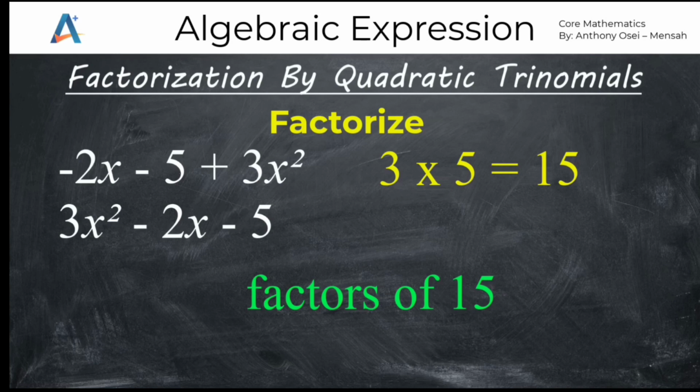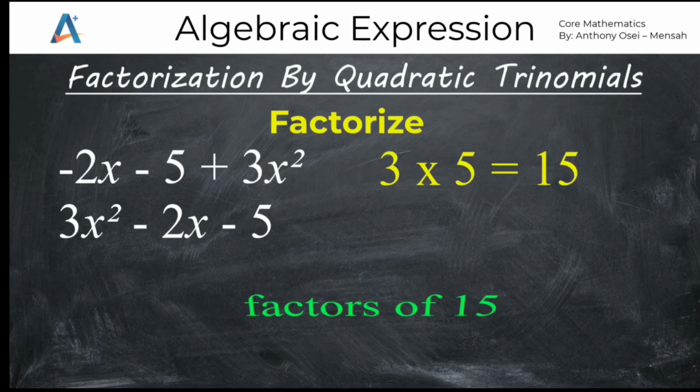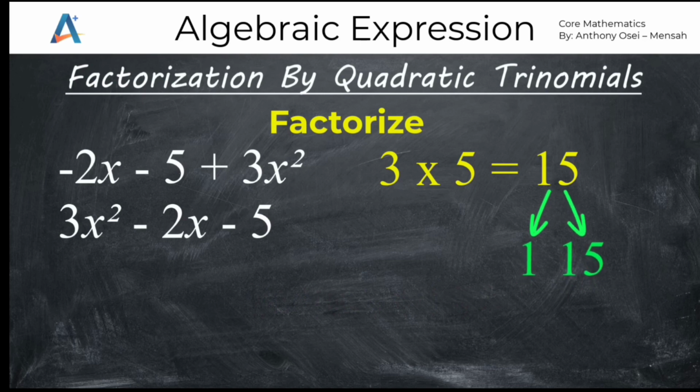Now, 15. We will get 1 times 15 to give us 15. So 1 and 15 will be our first pair of factors. We can break 15 down also into 3 and 5. That is to say, 3 times 5 will give you 15. So 3 and 5 will be the next set of factors. So the pair will be 1, 15, 3 and 5. When you multiply, you should get 15.